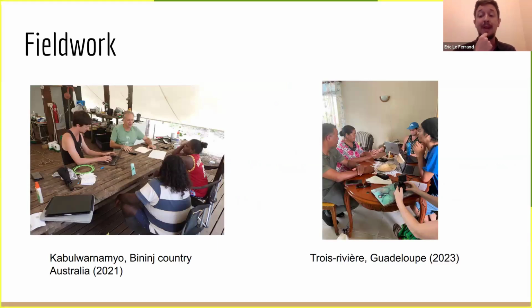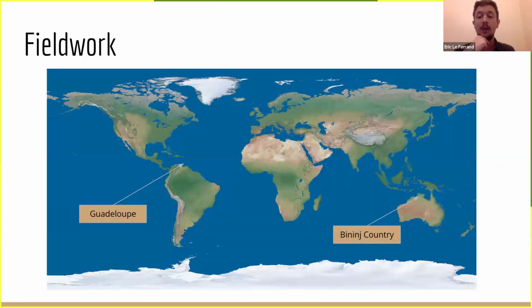I have two main experiences of fieldwork. The first one was in Beninin Country in the Australian Northern Territory, and the second one is in the Guadeloupe Islands in the Caribbean. Those two language communities are wildly opposed. They have a completely different socio-political situation. They are situated at the opposite ends from each other, and yet the way the data collection was conducted was very similar.